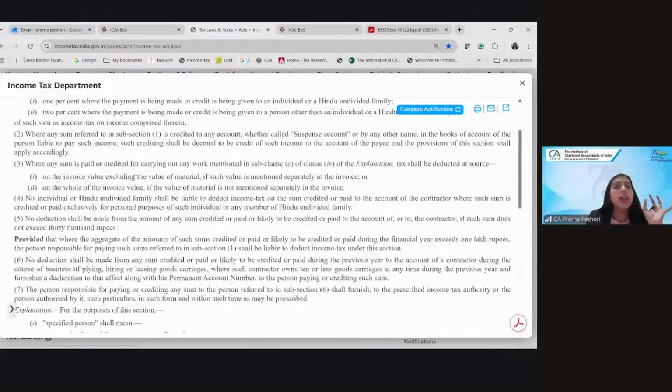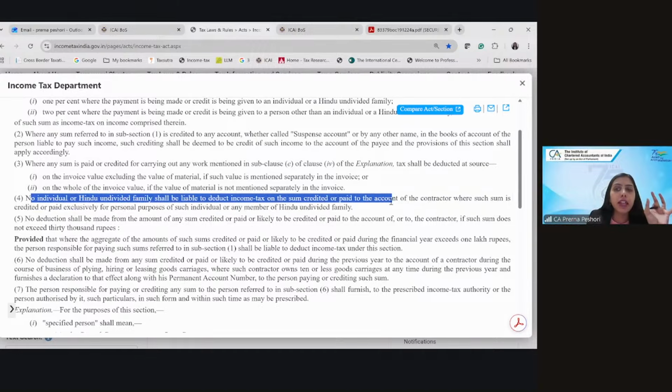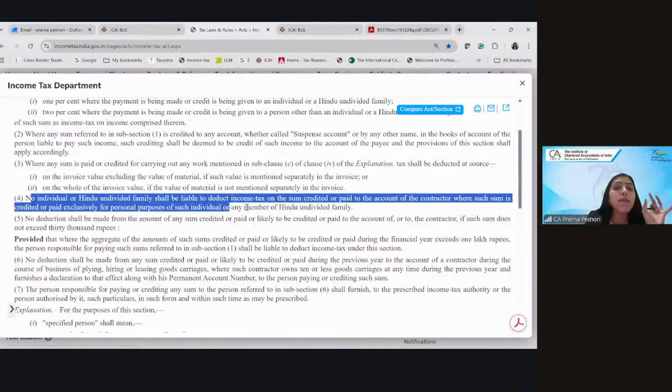Now, no individual or HUF shall be liable to deduct the income tax where such sum is credited or paid exclusively for the personal purposes of the individual or any member of HUF. So where the payment is made not for the business but for personal purposes, then TDS shall not be applicable under 194C. Clear?